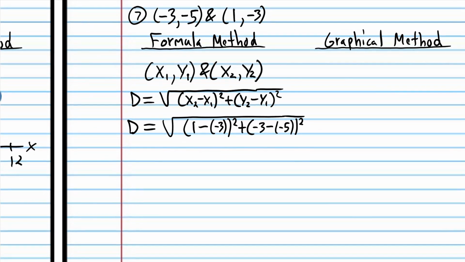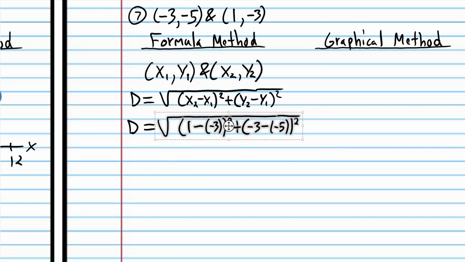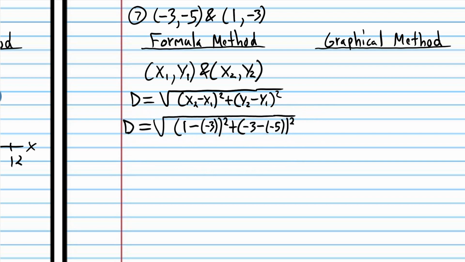you do these calculations or these operations properly. Again, the biggest problem that students have with the distance formula is calculating those double negatives. All right, 1 minus -3, that's a double negative, so it becomes 1 plus 3. -3 minus -5, that becomes -3 plus 5.